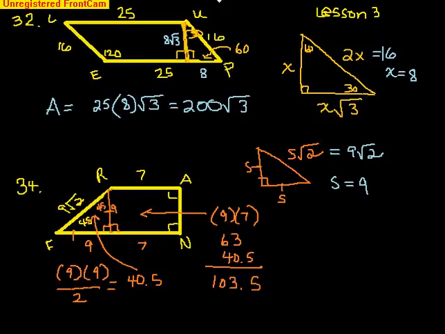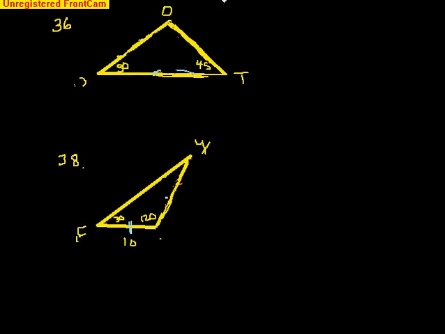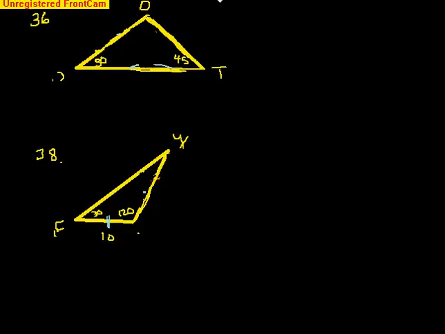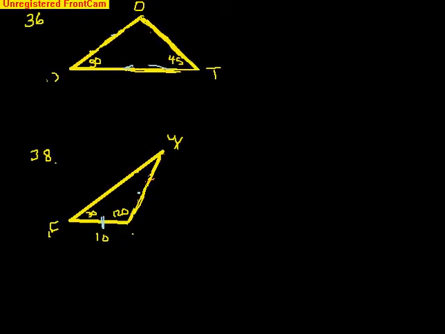Two more. These next two have different directions. Let's see. We have to make new triangles. The directions for 36 and 38 say find the length of all the sides. The first one, I accidentally erased it. This one is supposed to be a 6. So let me check that.